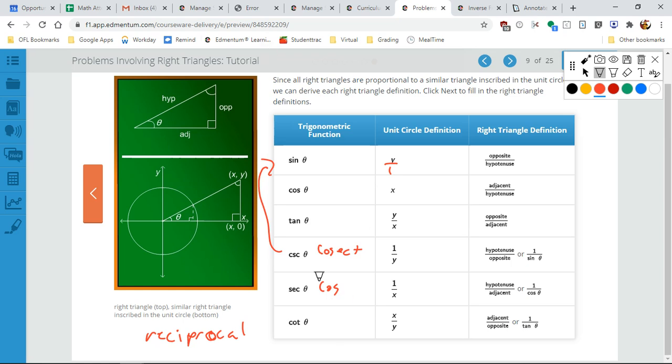So it's a reciprocal of cosine. So if we flip cosine over, in other words, if I say secant theta, I can literally just substitute it in with 1 over cosine theta. It's the same thing. And cotangent is obviously tangent upside down.